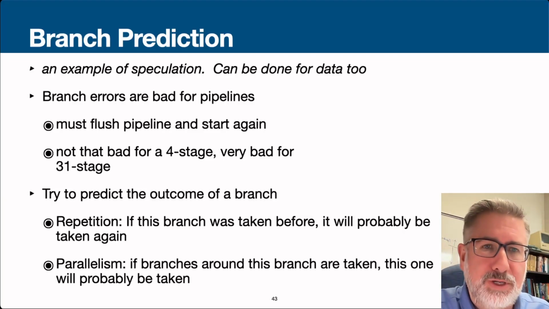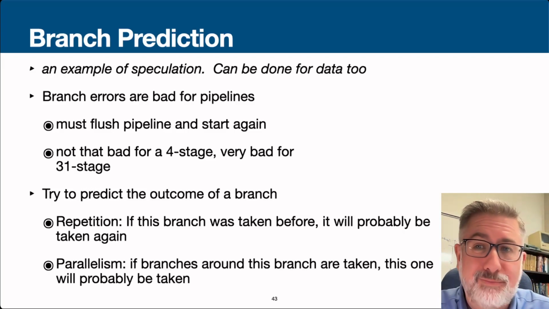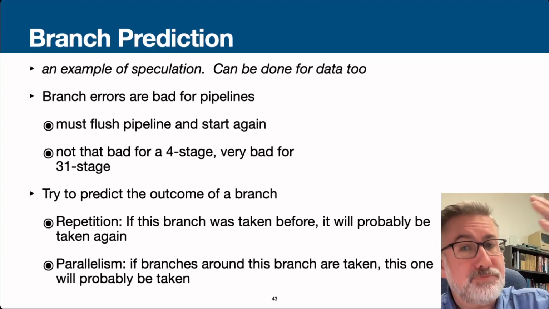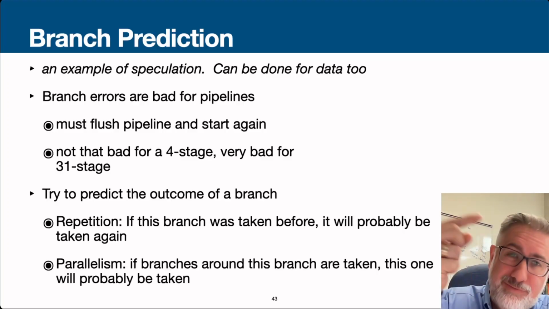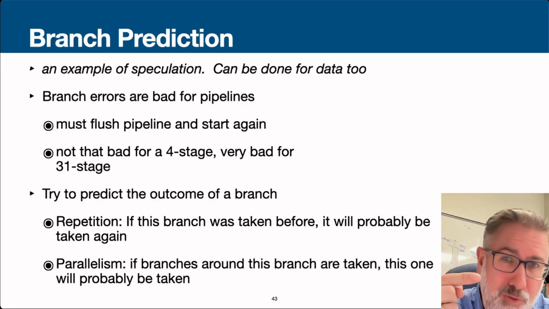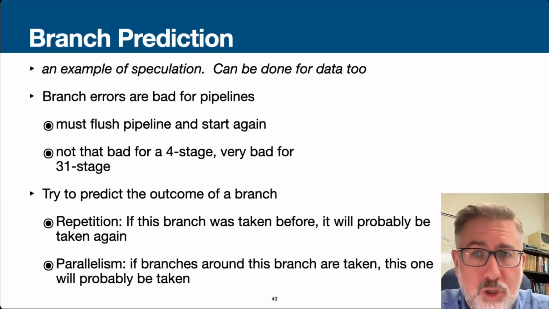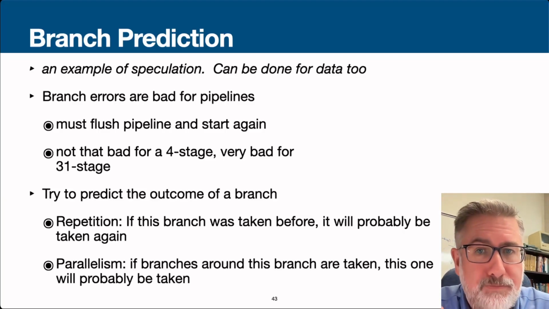So how do we predict branches? There's a couple of ways to do that. We can look at repetition. We can say, we've been through this branch before. We've seen this in context before. I know that every time I looked at this branch in the code before, I took the branch. So I'm going to guess that I'm going to take it again, right? This is code repetition.